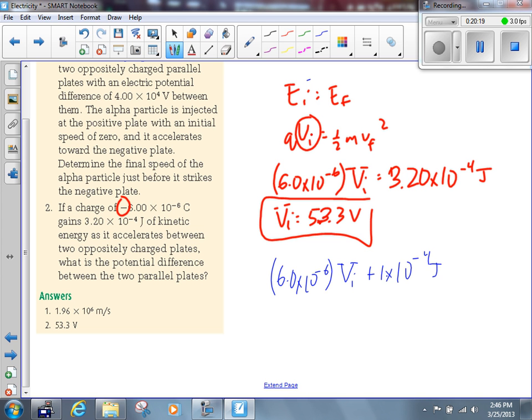Right? The potential energy on the left side plus the kinetic energy on the left side equals what kinetic energy would we have on the right side? Well, if we gained 3.2 times 10 to the minus 4 and we started off with 1 times 10 to the minus 4, we'd now have 4.2 times 10 to the minus 4. Solve for VI. What are you going to get? Exactly the same thing as we just got, 53.3 volts.